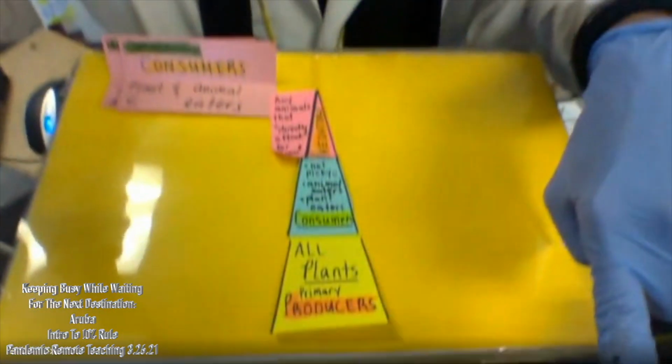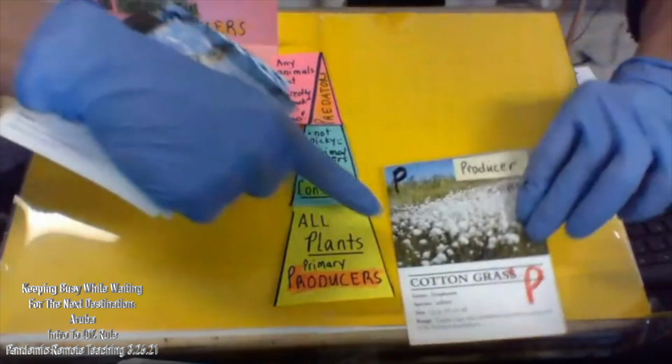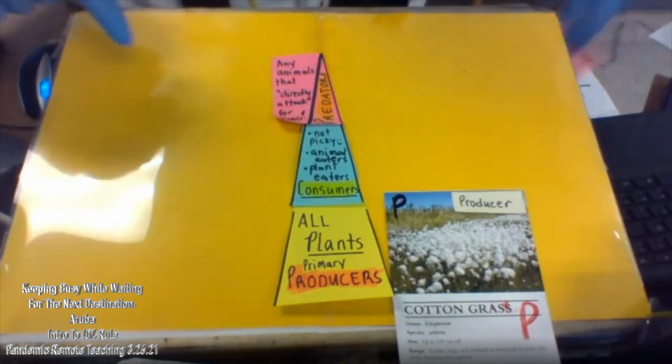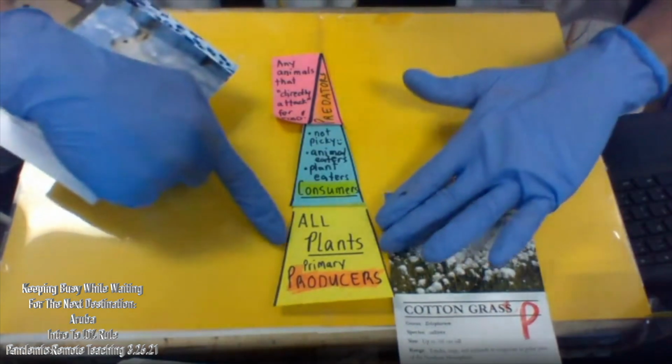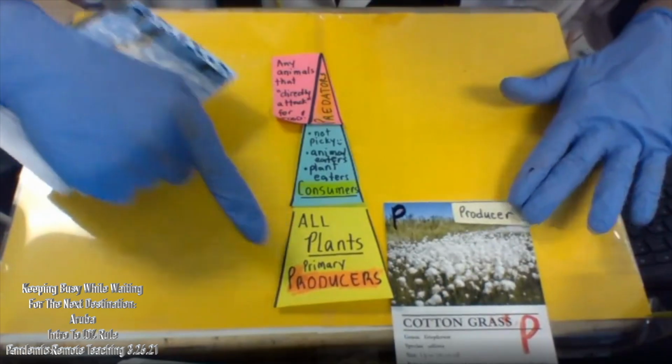Okay, so let's start with the producers, which are the plants. In this case, we have producers like the cotton grass. P stands for a producer. Primary producers are the base at the bottom of the triangle, and they are the most in number because it's the biggest, the largest part of the triangle.